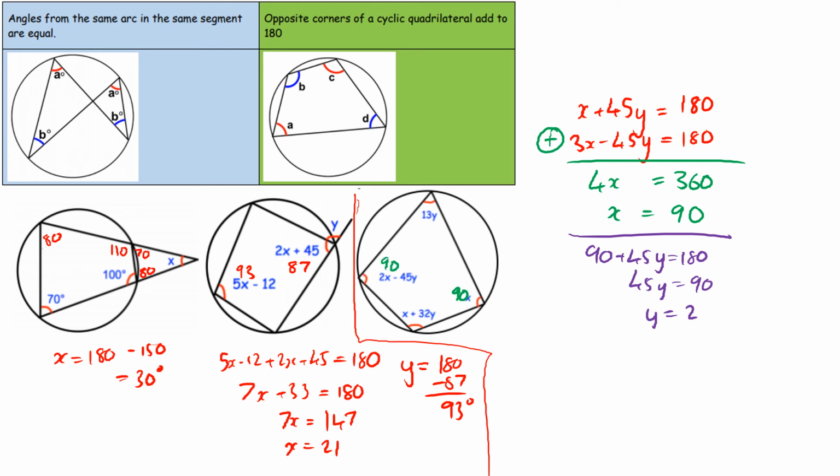We know 13y is 26 because that's 13 times 2, and we know x plus 32y is 154. Yeah, so opposites do still add up to 180. I think the phrase not drawn accurately describes that question though.